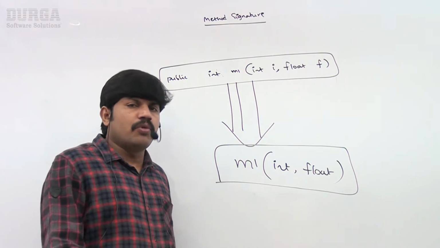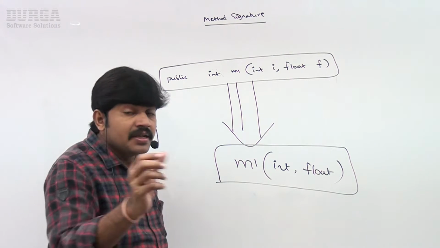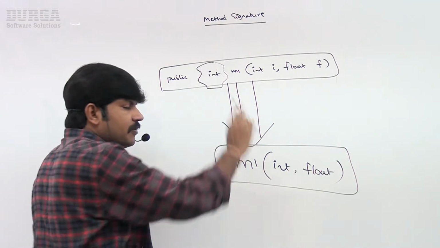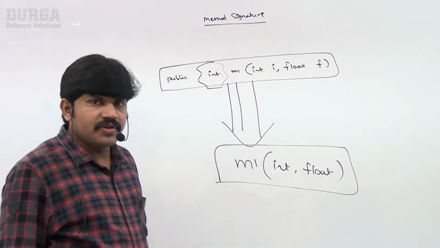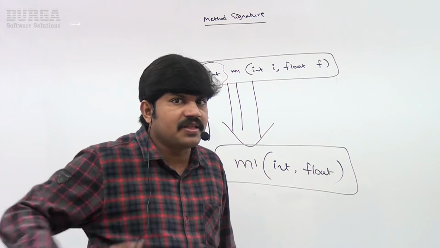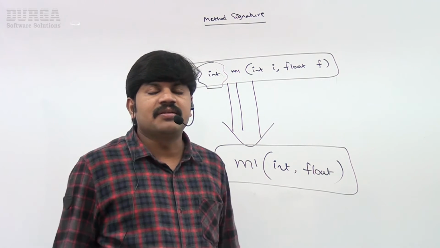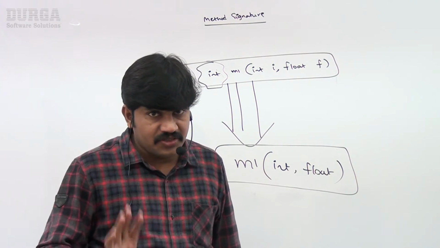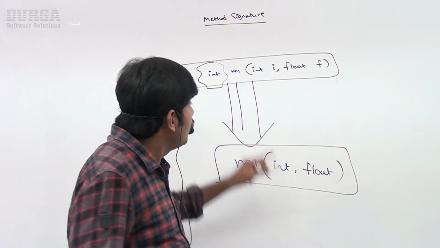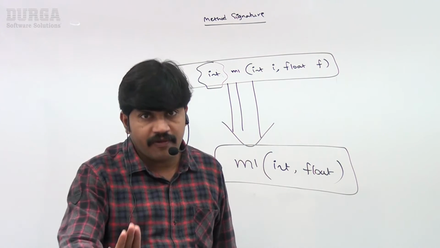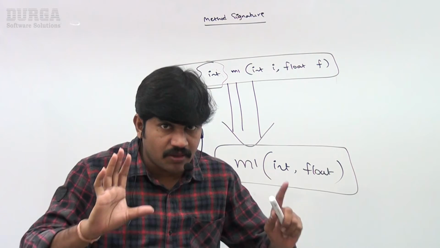Who is going to use method signature? Next, what about the return type? Please make sure in other languages like C++, return type is part of the method signature, but not in Java. In Java, return type is not part of the method signature. Remember, method signature contains only the method name followed by argument types.